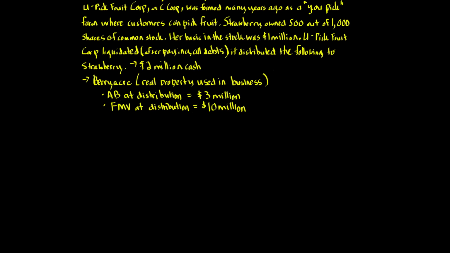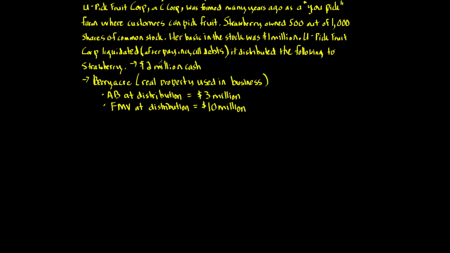So in this problem, we have U-Pick Fruit Corp., which is a C corporation founded many years ago as a U-Pick farm where customers can pick fruit. Strawberry owned 500 out of 1,000 shares of common stock. Her basis in the stock was $1 million. Let's assume that Strawberry is an individual based on the wording.